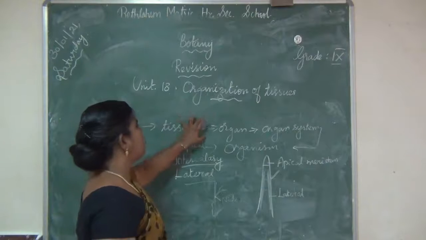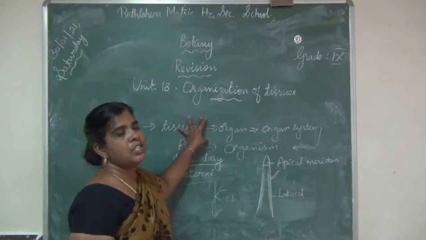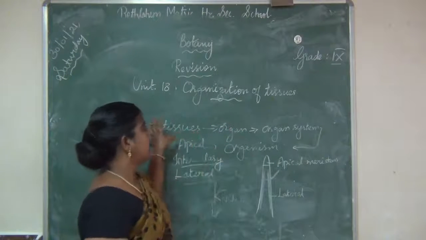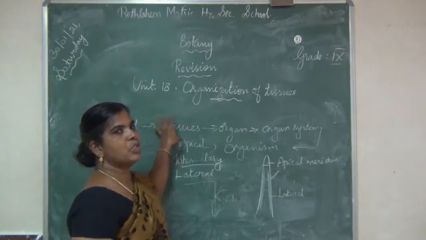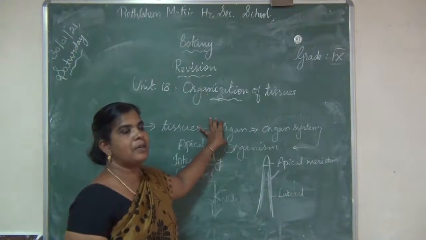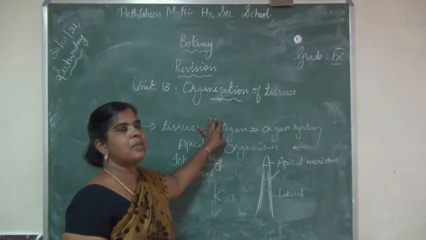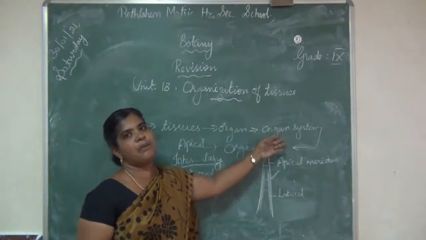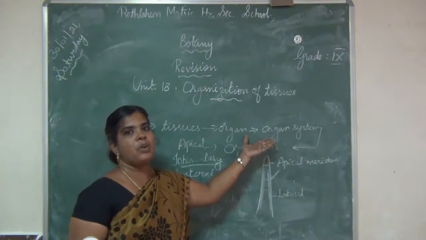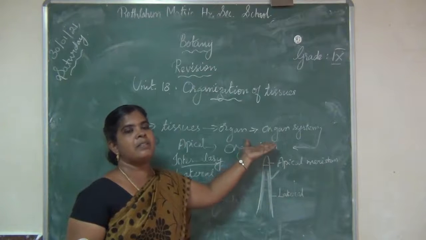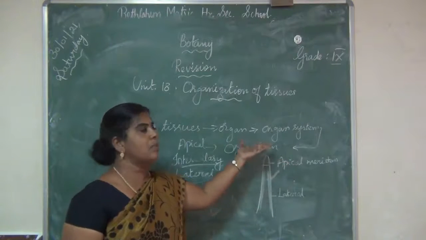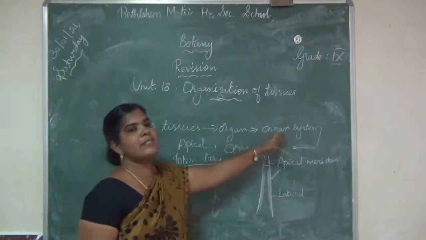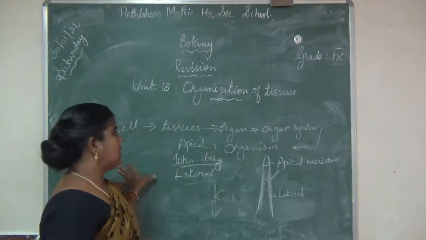Many cells together, a group of cells together, form tissues. Example, xylem, phloem. These tissues together form an organ. Example, in plants, stem, root and leaves are the organs. These organs together form the organ system. For example, the water conducting system, then the food conducting organ system. These organ systems together make up the organism.